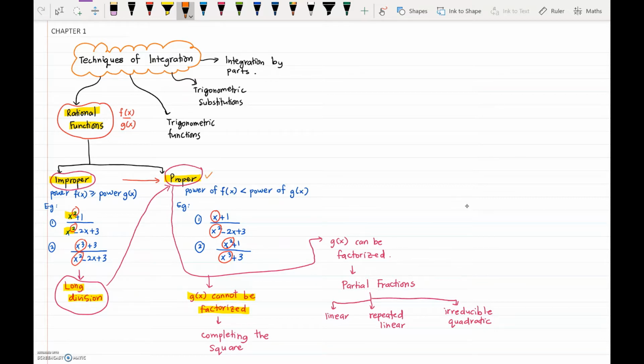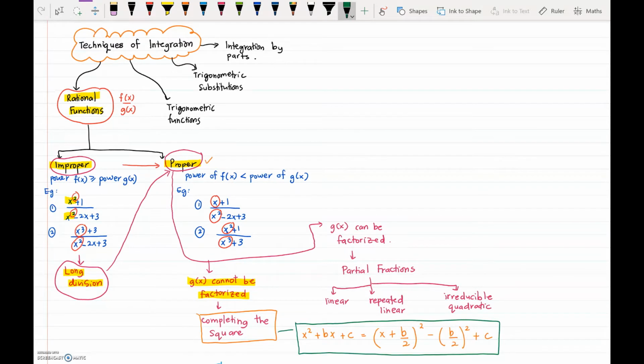Next, after we have changed from the improper rational function to a proper rational function, we have to check whether your denominator can be factorized or cannot be factorized. If your denominator cannot be factorized, we will use completing the square. Please remember the formula of completing the square: x squared plus bx plus c equals (x plus b over 2) squared minus (b over 2) squared plus c. This is the formula for completing the square.